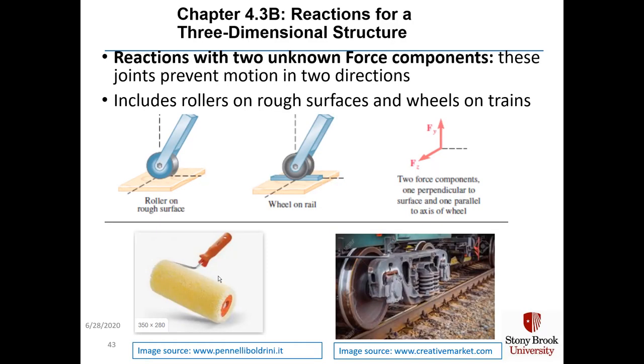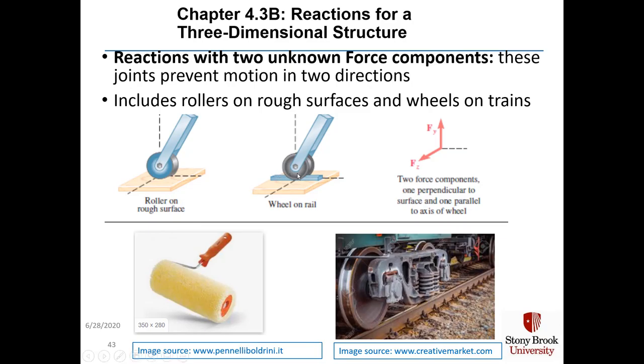You have reactions with two unknown forces. These joints prevent motion in two directions. It includes a roller on a rough surface, as shown here in the lower left. That's a painting brush. And when you use the brush with the roller, it moves in one direction, but it doesn't move in the axial direction, and it doesn't move in the vertical direction, which is basically how you paint.